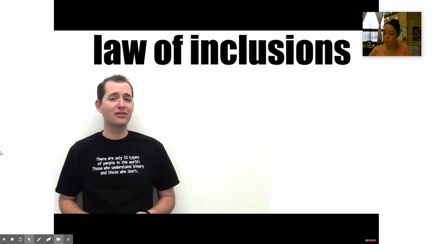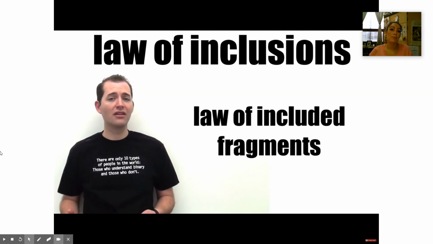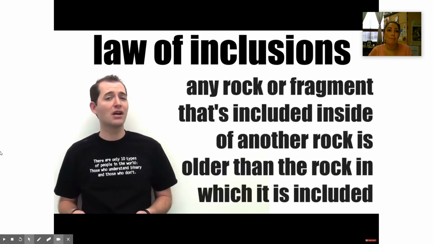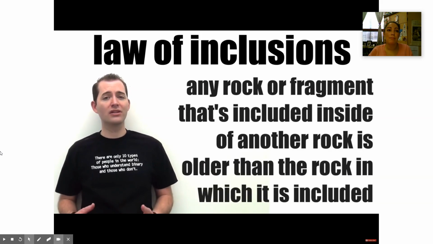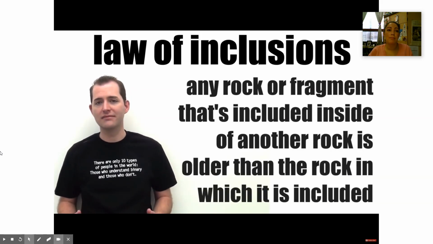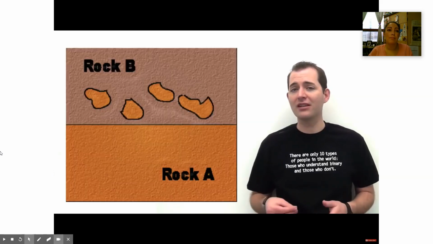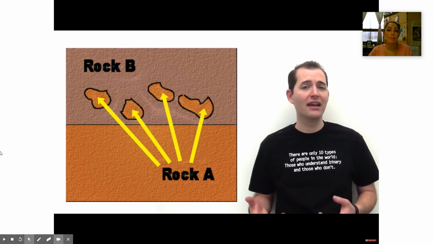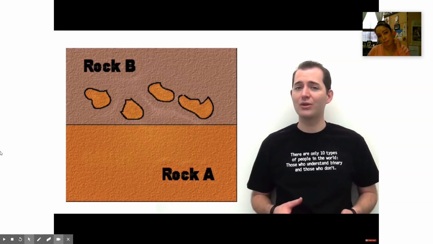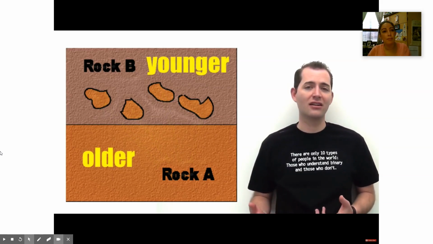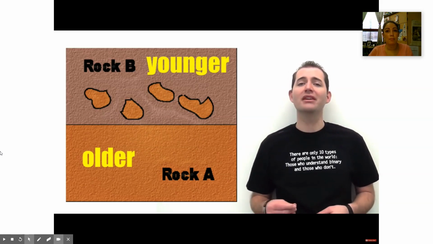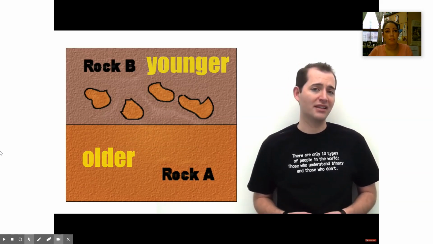Finally, let's look at the law of inclusions, or as it's also known, the law of included fragments. This law states that any rock or fragment that's included inside of another rock is older than the rock in which it's included. For example, if we look at this diagram, pieces of rock A are inside of rock B. This means that rock A is older and rock B is younger. This is because rock A had to be around first so that it could be included inside of rock B.